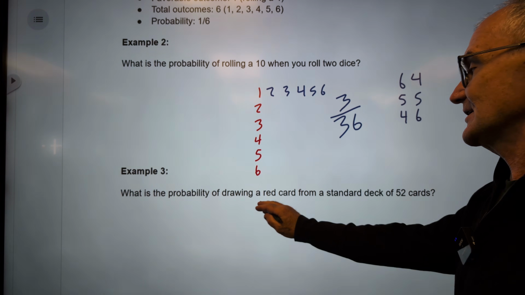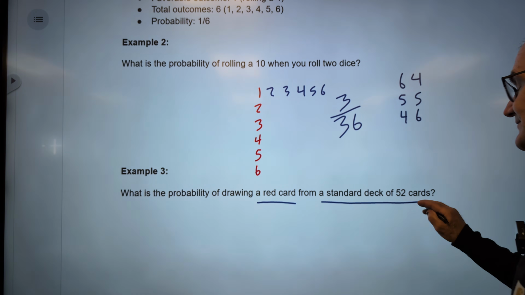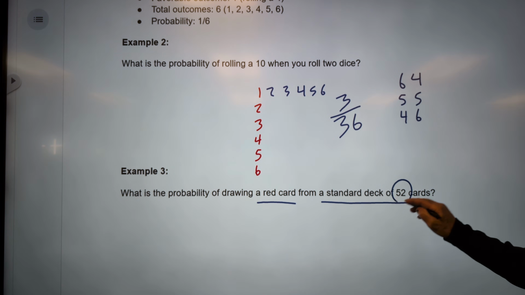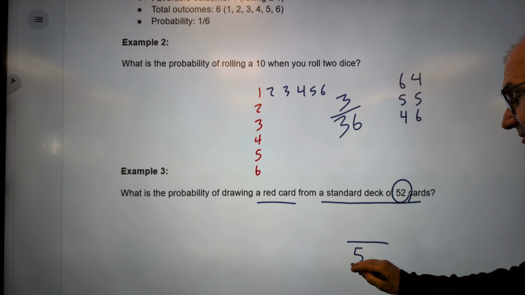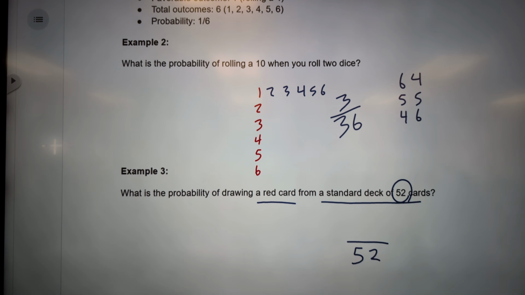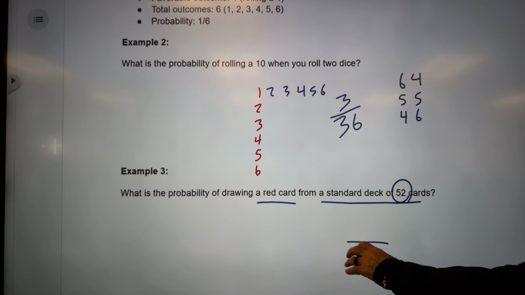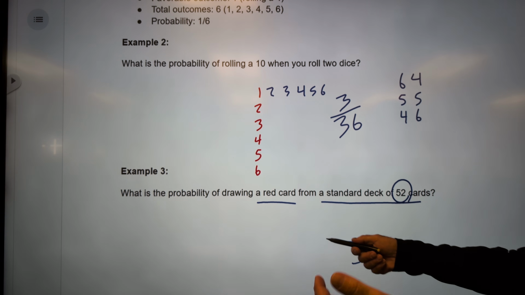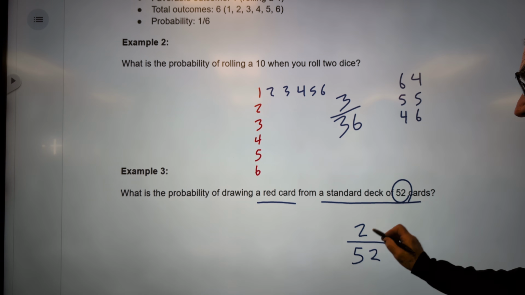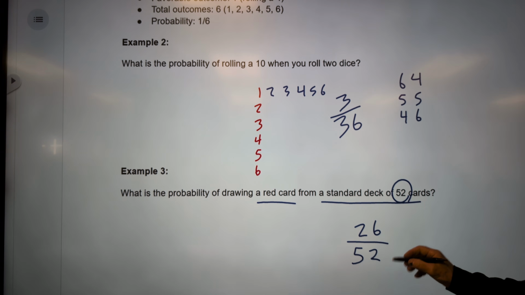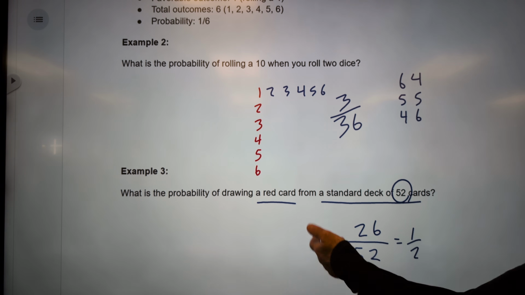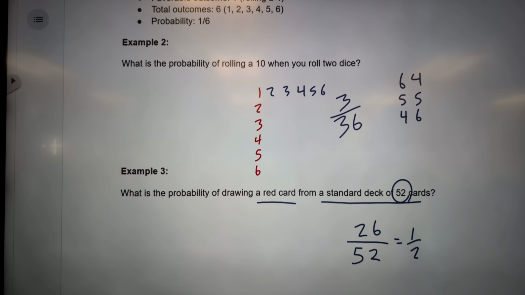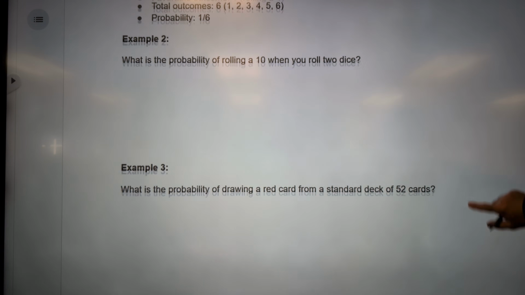What's the probability of drawing a red card from a standard deck of 52 cards? That 52 is telling you the total number of cards, so that has to be the bottom of the fraction, the sample space. How many of those cards are red? Well, half of them are red, or 26. That fraction reduces to 1/2. So the probability of getting a red card is 1 out of 2, 50%, or 0.5.